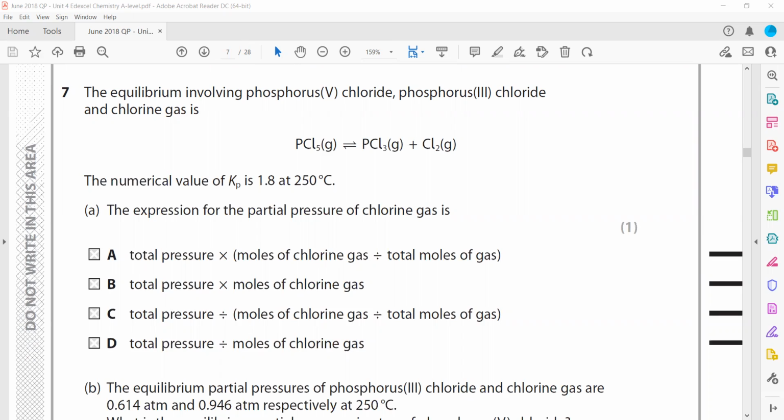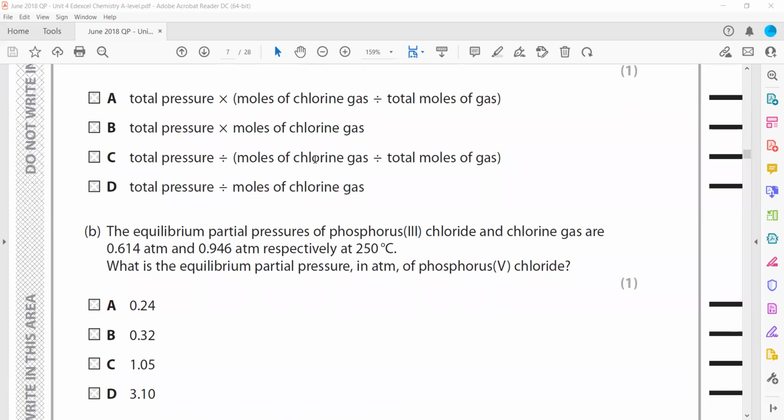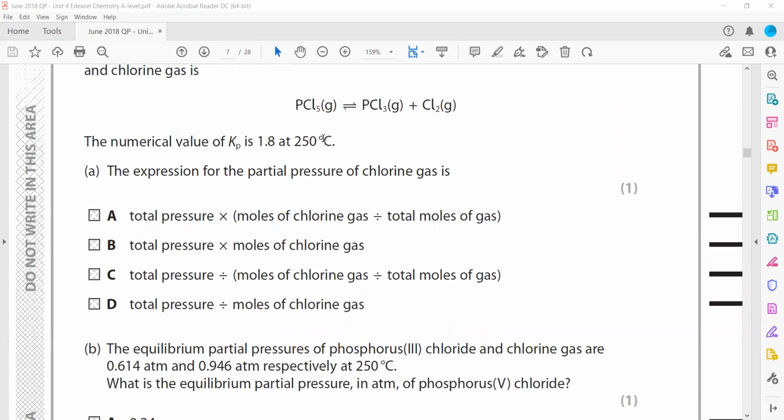In question 7, which is about the Kp, the Kp is 1.8 at 250. The expression for the partial pressure: the partial pressure is the moles of chlorine divided by total moles, times total pressure. So A is the right answer. Then the equilibrium partial pressures for PCl5, phosphorus pentachloride, and chlorine are 0.61 and 0.946. What is the partial pressure in atm for phosphorus trichloride?